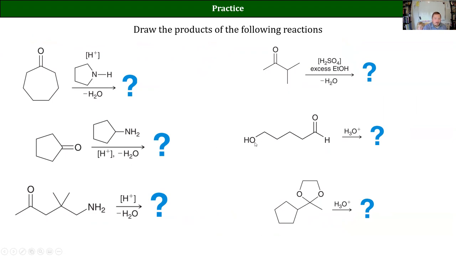So to recap, alcohols form the hemiacetal or the acetal from a carbonyl. Primary amines make the imine. Secondary amines make the enamine.